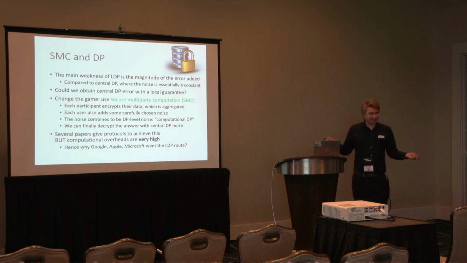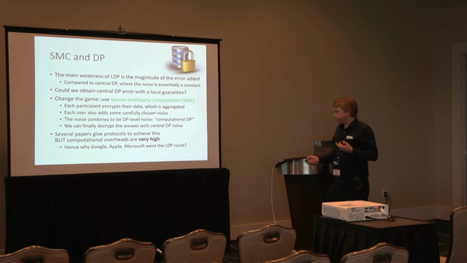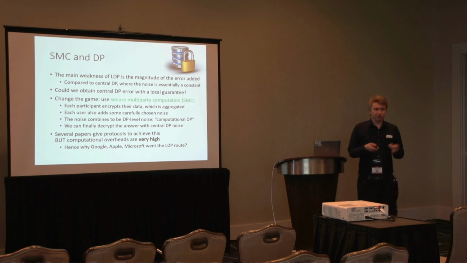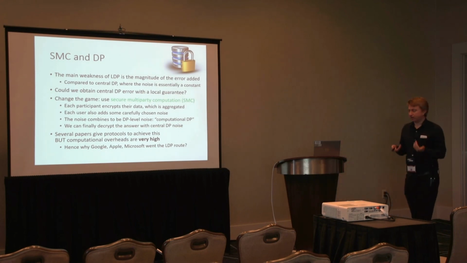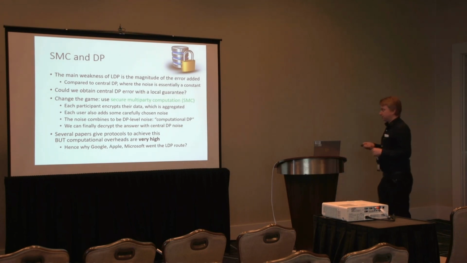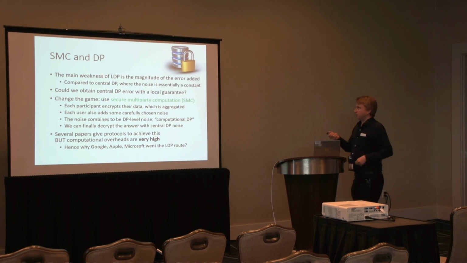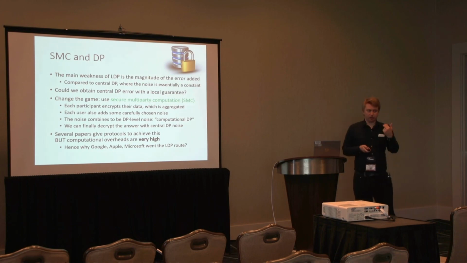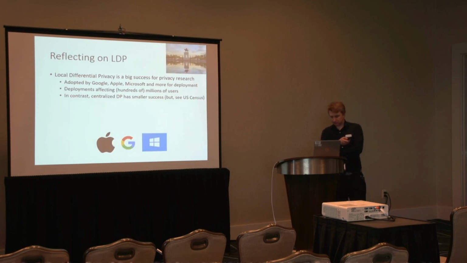Why isn't that the state of the art? Why isn't that what Google, Apple, and Microsoft are implementing? Because it seems fairly complicated, and the computational overheads of these SMC primitives, even though they're getting better, are still too high to make it practical. But maybe if we can get this right, if you can prove results in this setting, then you get back to the error of the centralized DP algorithm, so you get a big improvement in accuracy. Okay.